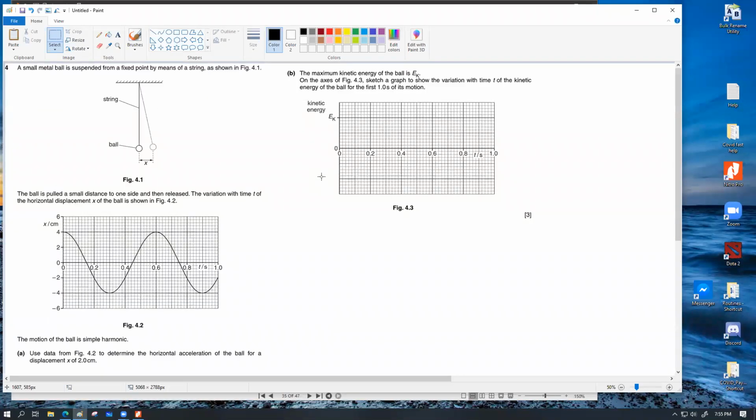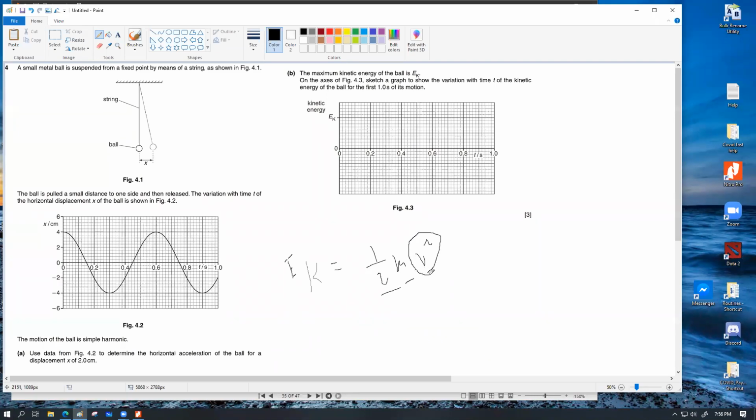Now, for the kinetic energy expression, how do we write kinetic energy? Kinetic energy is given by the expression K equals half mv square, right? Half is a constant, m is also a constant, because we are asked to draw a sketch graph. So actually the y-axis values are not so important. Basically, we are interested in this factor.